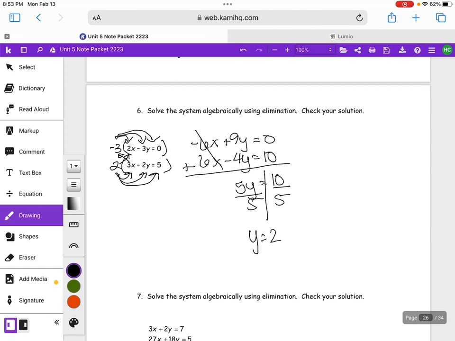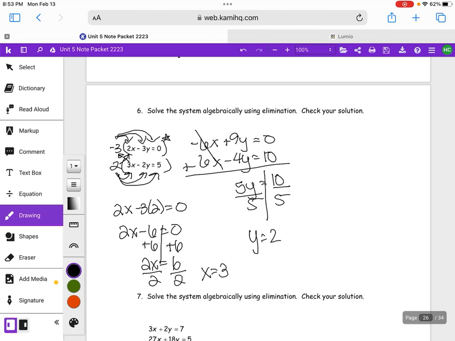We're not done. We're going to plug it back in. Again, it doesn't matter. I'm going to use that top one: 2x minus 3 times y, which is 2, equals 0. 2x minus 6 equals 0. Add 6, 2x equals 6, divide by 2, x equals 3. Right, my answer is a coordinate pair, 3, 2.